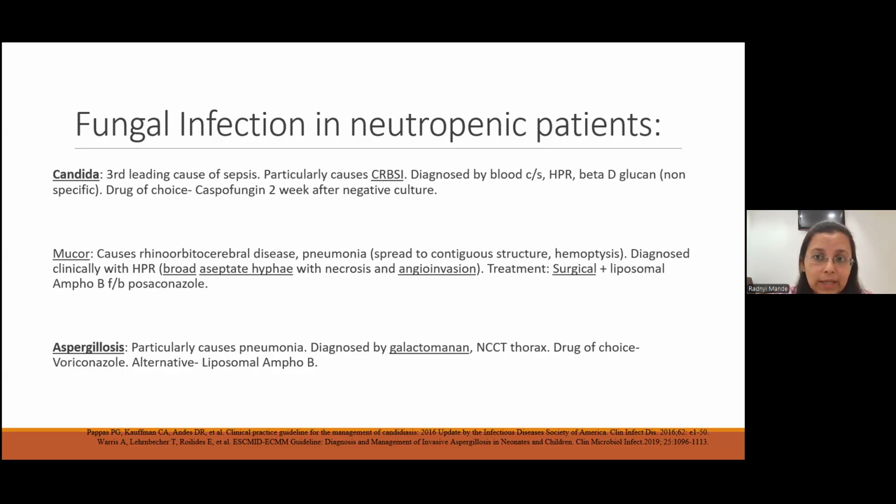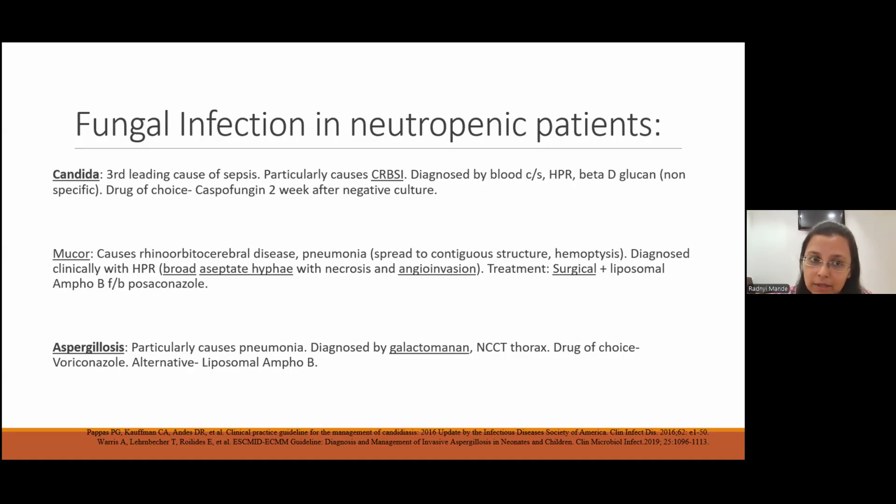Values are high, like more than 90 nanogram per ml in case of candida infection. Drug of choice for candida is caspofungin. And if caspofungin is unavailable, then you can give liposomal amphotericin, which is a broad spectrum antifungal.